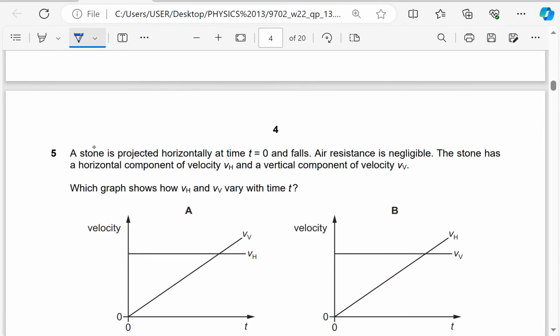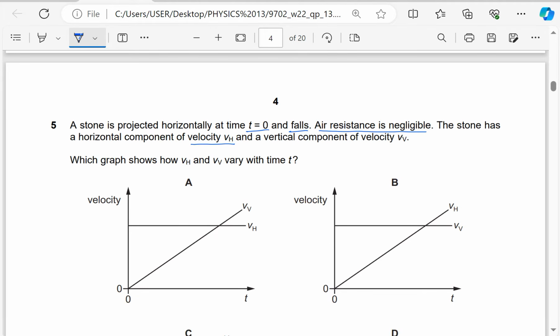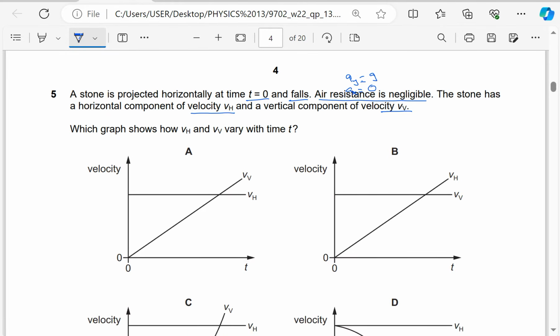A stone is projected horizontally at time t equals 0 and falls. Air resistance is negligible. The stone has a horizontal component, VH. So VH is horizontal. Remember, air resistance is negligible, which means acceleration in the vertical is a constant, which is g. And of course, acceleration in the horizontal is going to be 0, because there's no resultant force in the horizontal. So acceleration in the x is going to be 0. A vertical component of velocity is VV. Which graph shows how VH and VV vary with time?